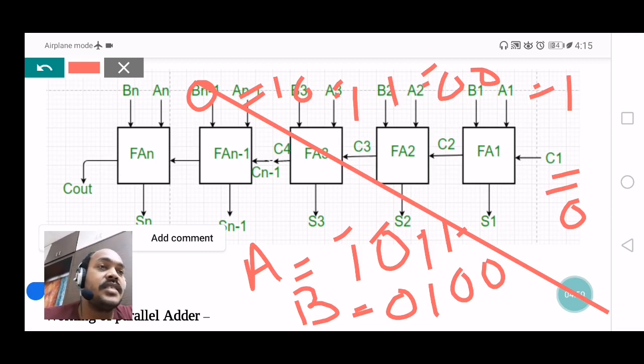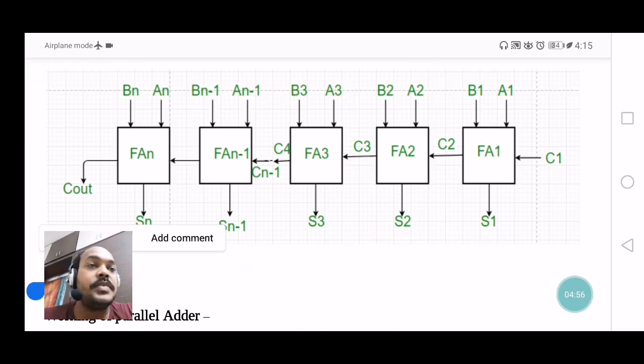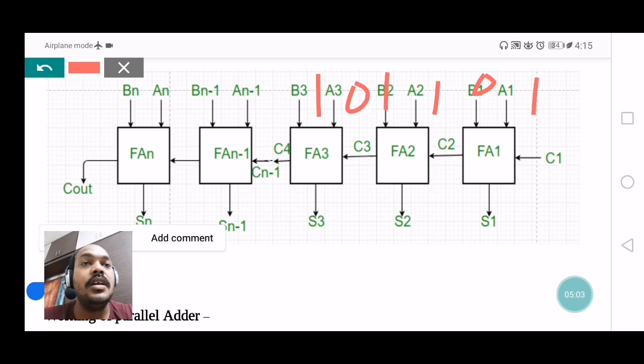Okay, you may consider the value of 1 also, no problem at all, but I am taking the value of C0 as 0. Now, as per the principle, here is the example: 1 0 1 1, and 1 1 0 1, that is the example.